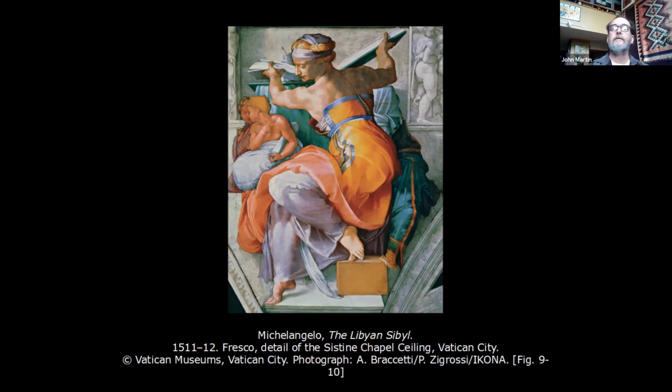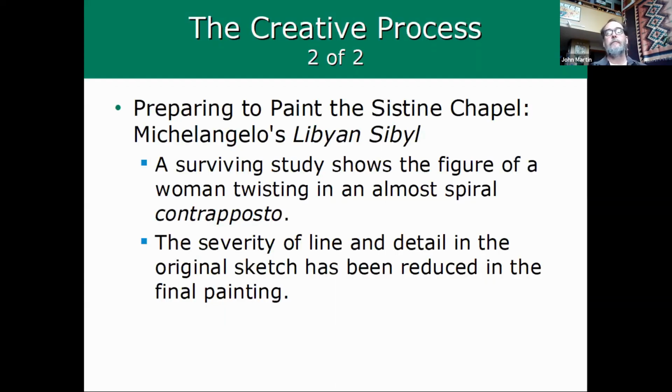Preparing to paint the Sistine Chapel, Michelangelo's Libyan Sibyl. A surviving study shows the figure of a woman twisting in an almost spiral contrapposto. The severity of line and detail in the original sketch has been reduced in the final painting.